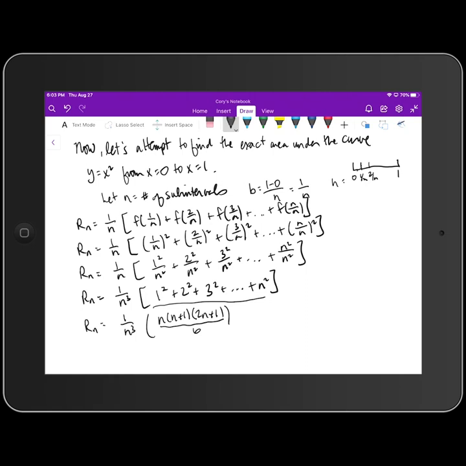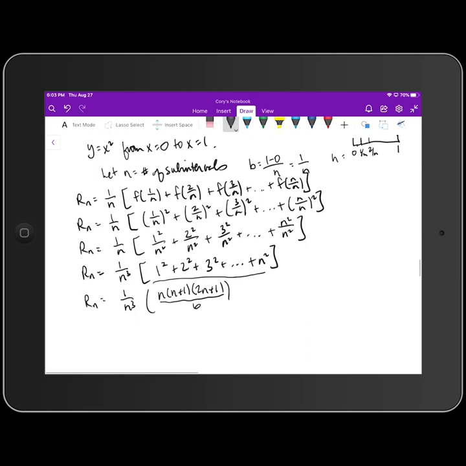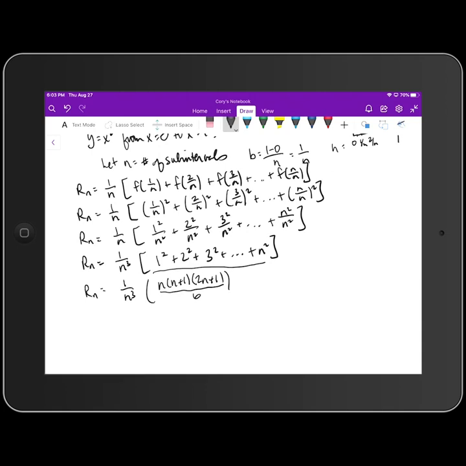Again, I don't expect you to know that. I had to look that up myself because it's not something that we work with routinely in math. Okay, so once we have that, then I can go ahead and multiply those two expressions together. So we get n times n plus 1 times 2n plus 1 all over 6n cubed.